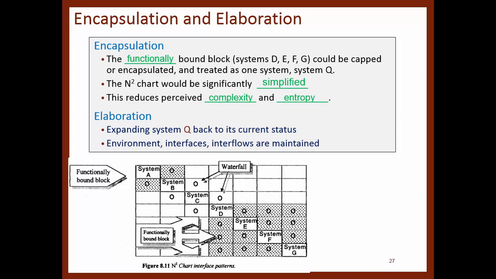Elaboration is expanding system Q back to its current status. So basically, instead of looking at this as one system by itself, you can go and expand it. That's elaboration. Environment, interfaces, interflows, all of that is maintained in that definition.